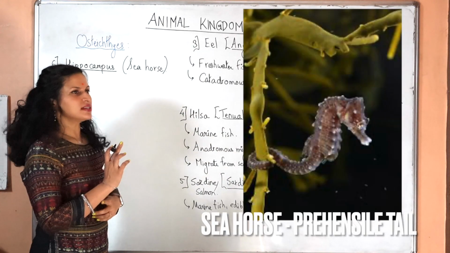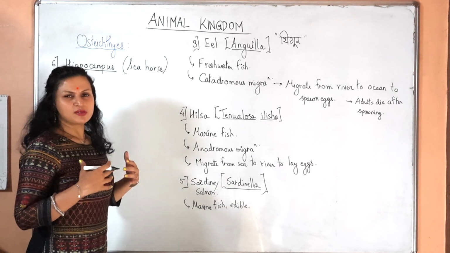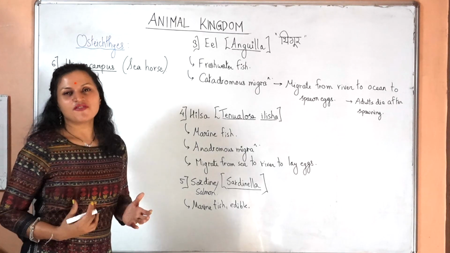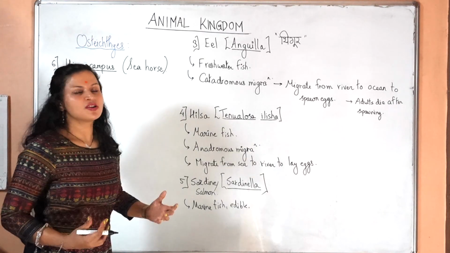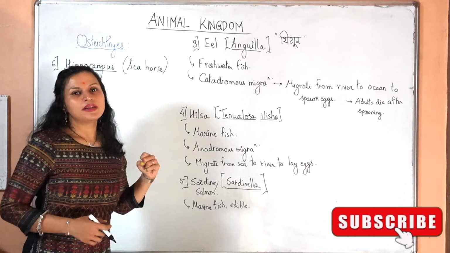Its tail is a prehensile type of tail with which it can curl around weeds and all, which enables it to remain in one place and not get carried away. Because of the presence of its bony plates, which acts as its armor, it is not able to become very flexible in its movement, so it does not swim a lot. So it likes to stay in one place using its prehensile tail.